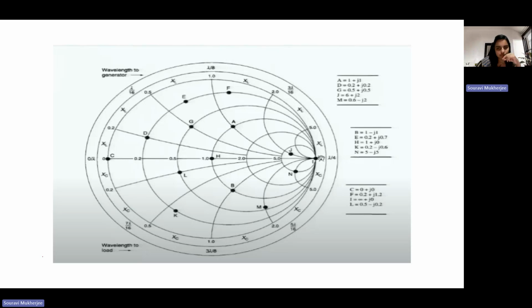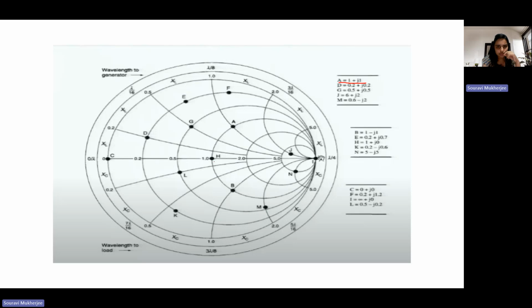Now, based on whatever we have discussed so far, if you are given some impedance, you can try to plot it on the Smith chart. So that's the first thing that we should learn in order to use the Smith chart. Suppose you are given some impedance of the form 1 plus j1. That means the real part is 1 and the imaginary part is also 1.